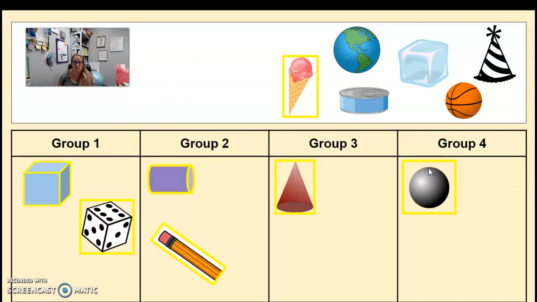Show me with the fingers. 1, 2, 3, or 4. Where's it going to go? Did you say group 3? I hope so. All right.